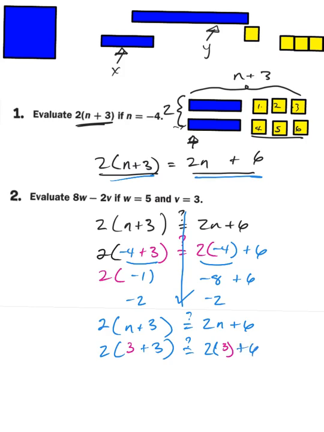And 3 plus 3 is 6. Times 2 is 12. 2 times 3 is 6, plus 6 is 12. Yep, these two are equivalent.